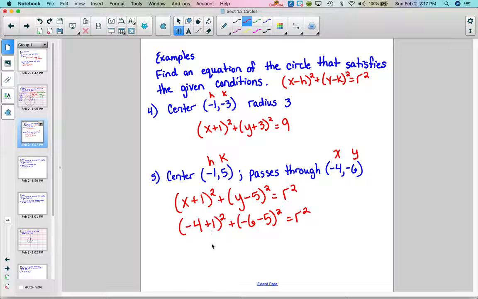So we get negative 3 quantity squared is 9. Here we have negative 11 quantity squared is 121. So I get 130. And remember, we are writing the equation, so I actually want r squared. I'm not drawing the graph of it. If I was, I'd want to know what the radius was. So now I can write the equation. We have (x plus 1) quantity squared plus (y minus 5) quantity squared equals 130.